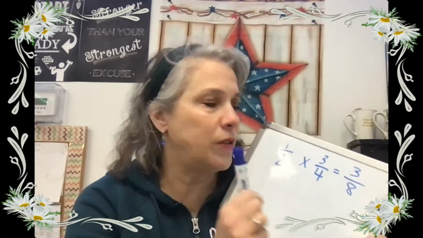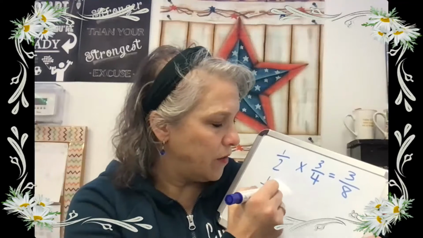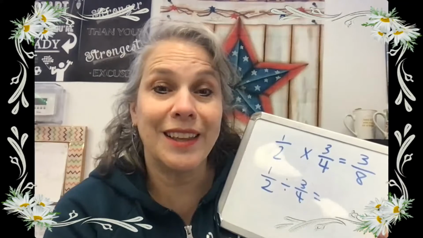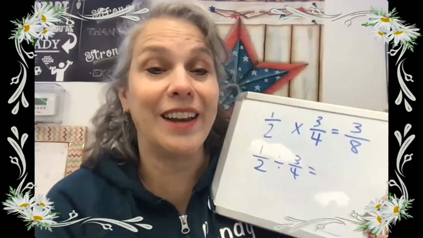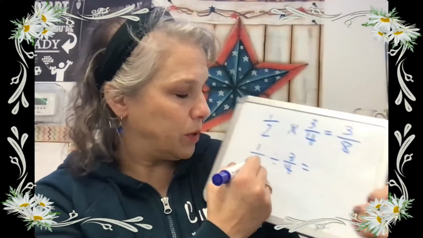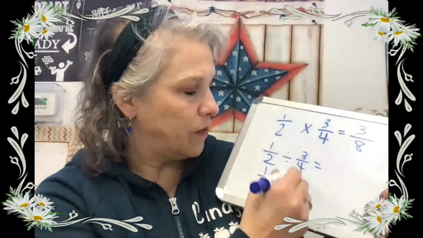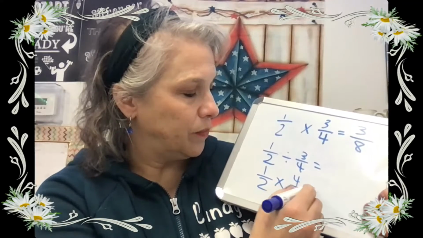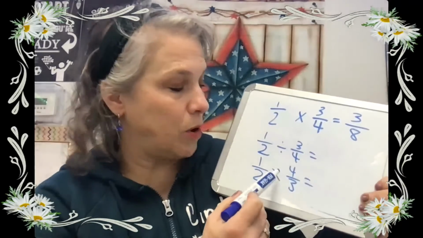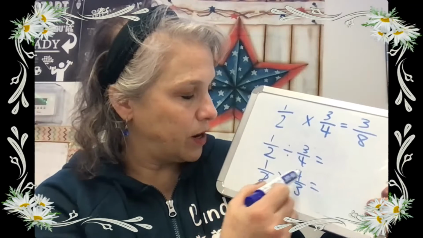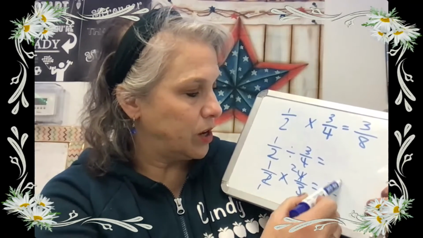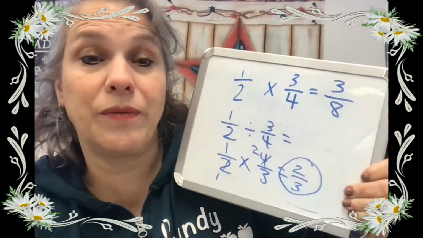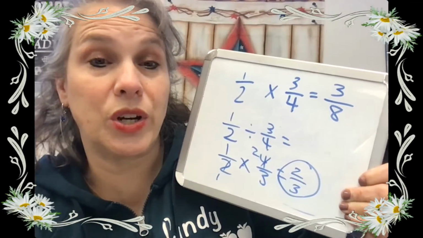And do you remember how to divide? What if I had 1/2 divided by 3/4? The rule for division is don't divide, right? So we don't divide, we multiply by the reciprocal. All right, so I multiply and then flip and then I divide by 2, divide by 2. 1 times 2 is 2. 1 times 3 is 3. And my answer is 2/3.